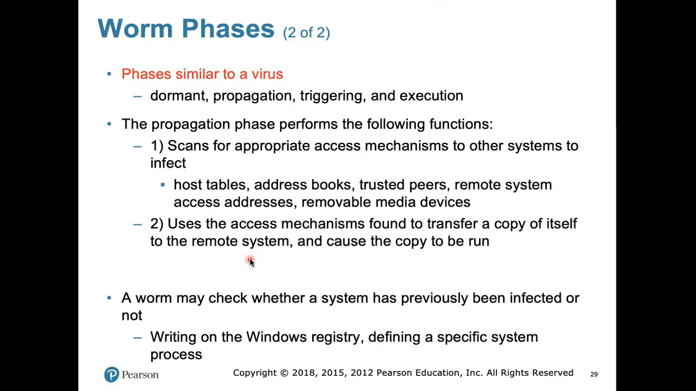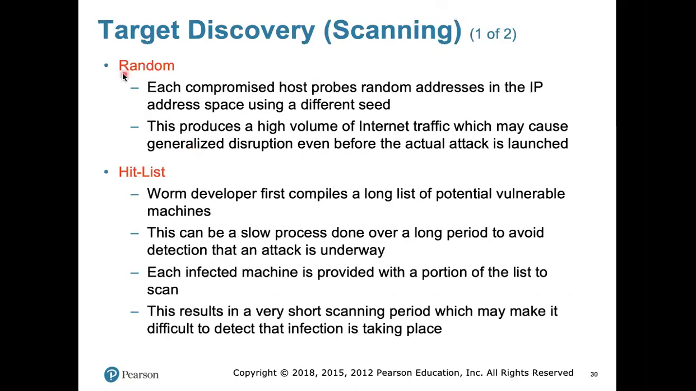Okay, I'm going to concentrate on this part, scanning for finding appropriate mechanisms. How can a worm really examine different ways of finding or exploiting access mechanisms for propagation? That might be a random search. For example, in a network situation, each compromised host or machine probes random IP addresses. It means that it sends information to random IP addresses in order to try to get them infected.